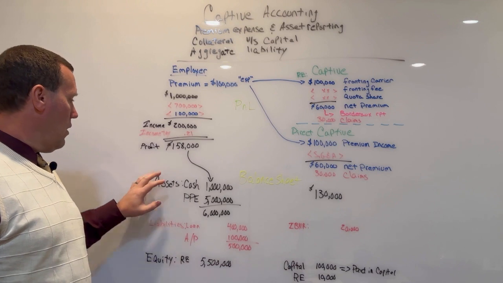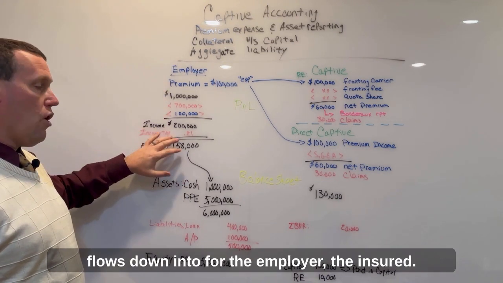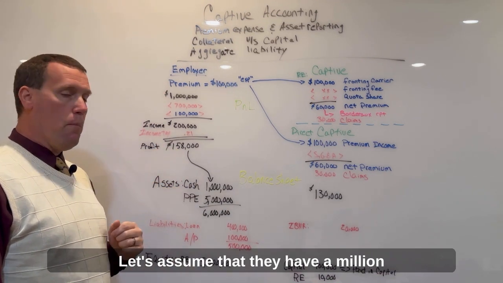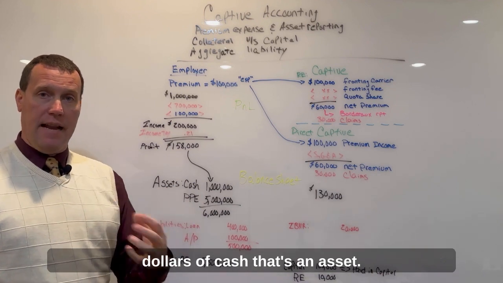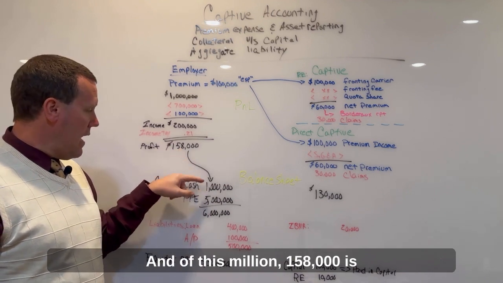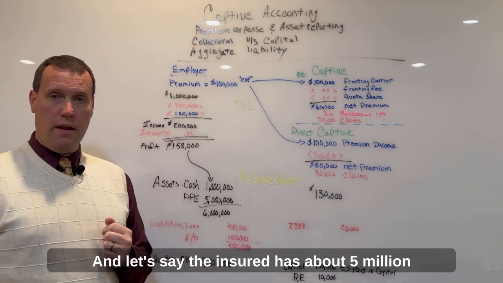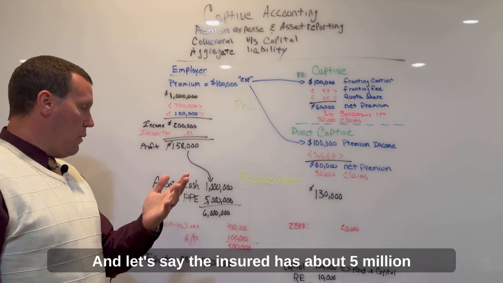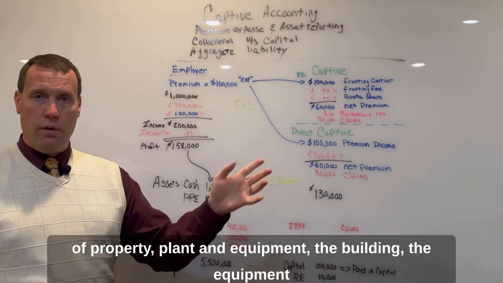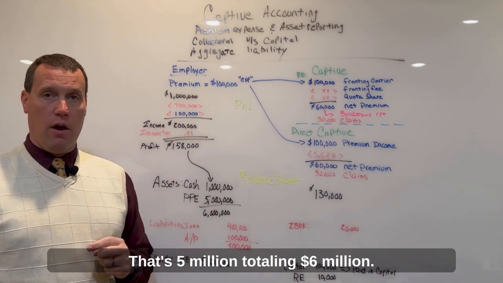Okay. So on the balance sheet, this is where everything flows down into. For the employer, the insured, let's assume that they have $1 million of cash. That's an asset. And of this million, $158,000 is part of that $1 million. And let's say the insured has about $5 million of property, plant, and equipment. The building, the equipment that makes the widgets and so forth. That's $5 million, totaling $6 million.